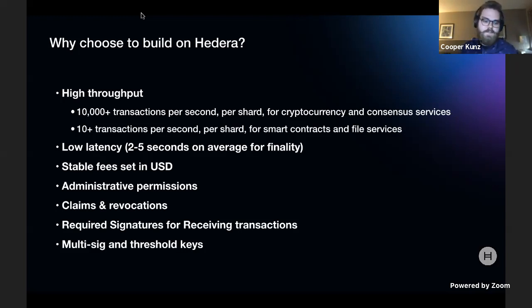And then in addition, all of our signatures and all of our keys can basically be these arbitrarily deep threshold and multi-sig keys, where you can actually have your keys represent your business organizations in real life, where you have a board of directors, you might need 51% of them to sign off to move funds out of an account. And so if you need these types of things, we really think it makes sense to consider and look into building on Hedera.